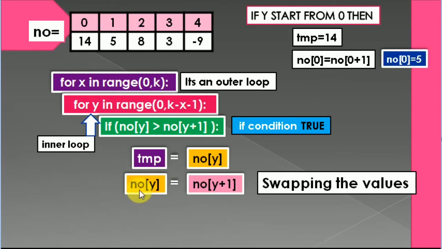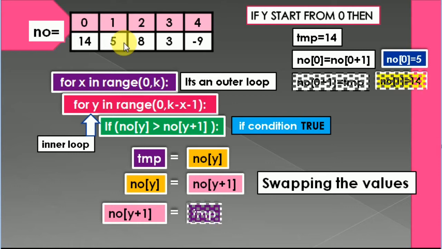Now NO of y is at 0. It means this 14 is going to be erased, and 5 is going to be transferred inside it. So the 5 is copied inside NO of y. Now what happens to y plus 1? NO of y plus 1 is going to store temp. That means now 14 is going to be transferred with the help of this variable called the temporary variable. You will understand that afterwards, because the diagram is going to be shown. You will understand how the swapping happens.